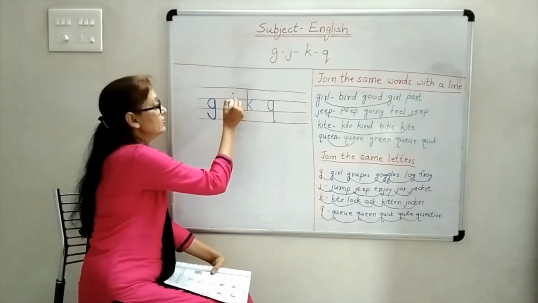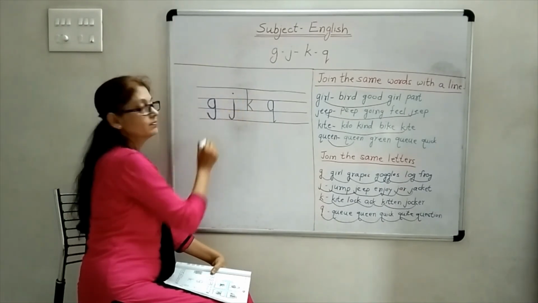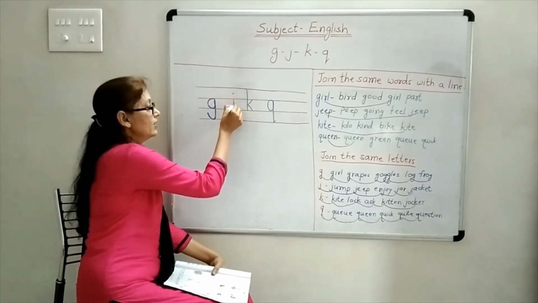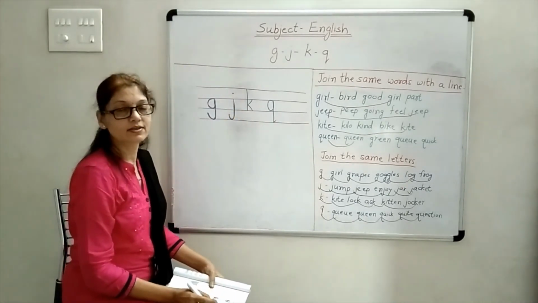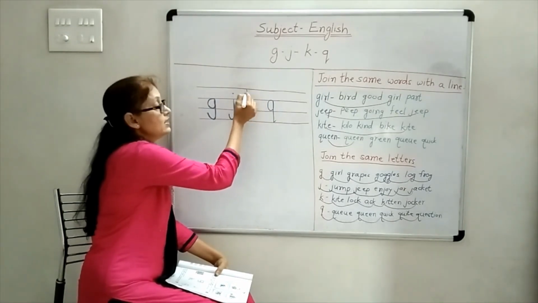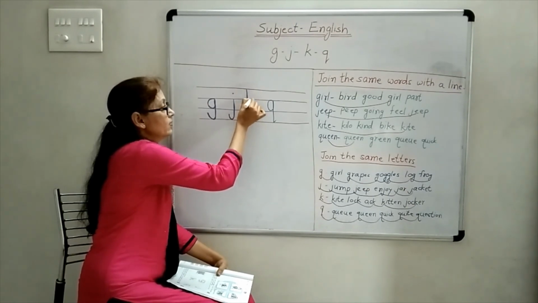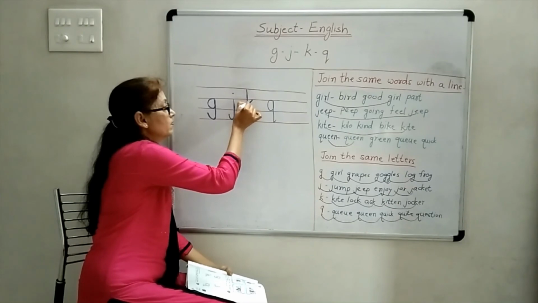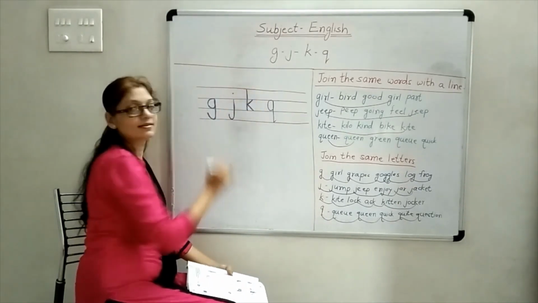This is J. How to write it? Standing line, down and up. And a dot. Okay, you have to write in four lines. Okay, this is K. Standing line and slanting lines.